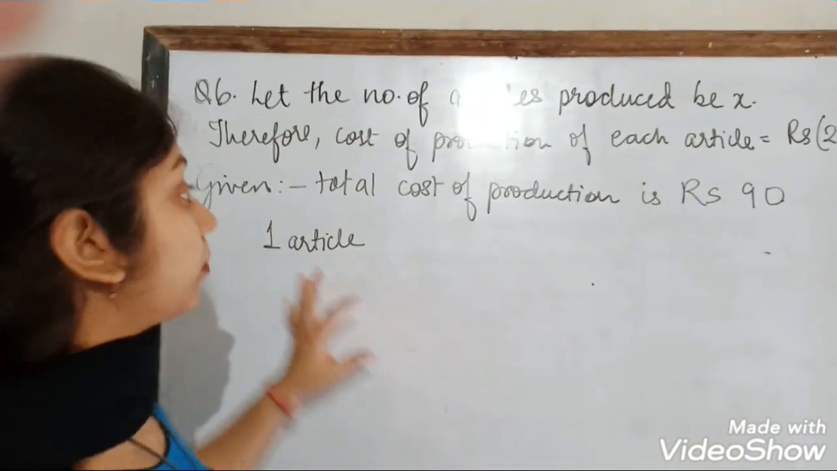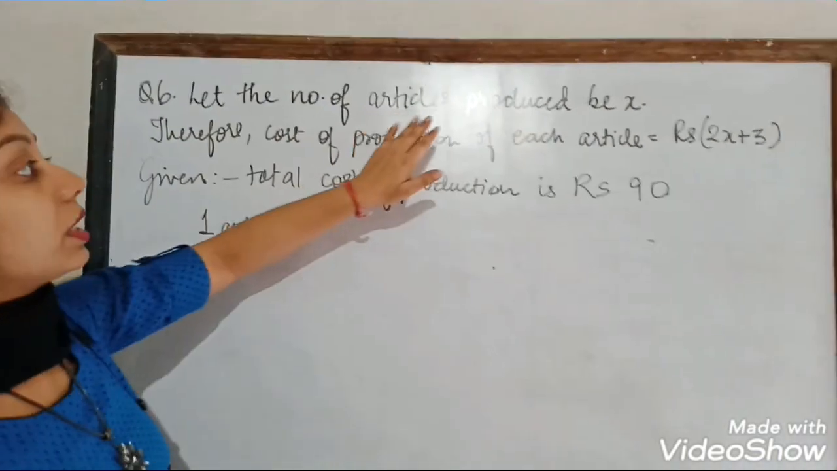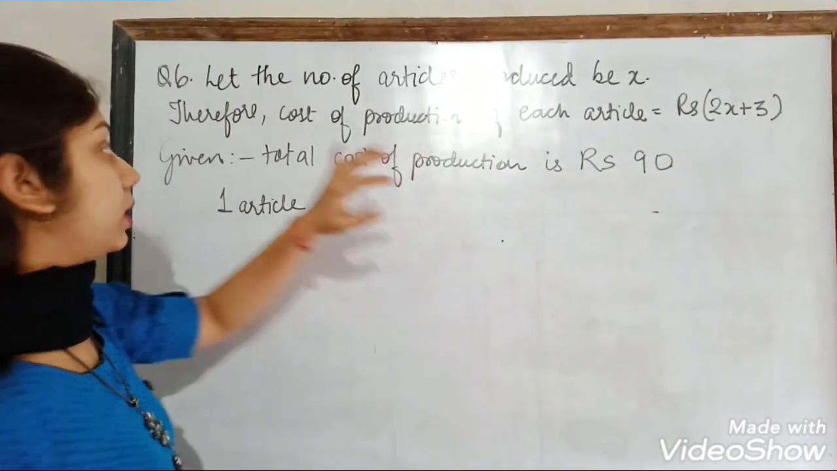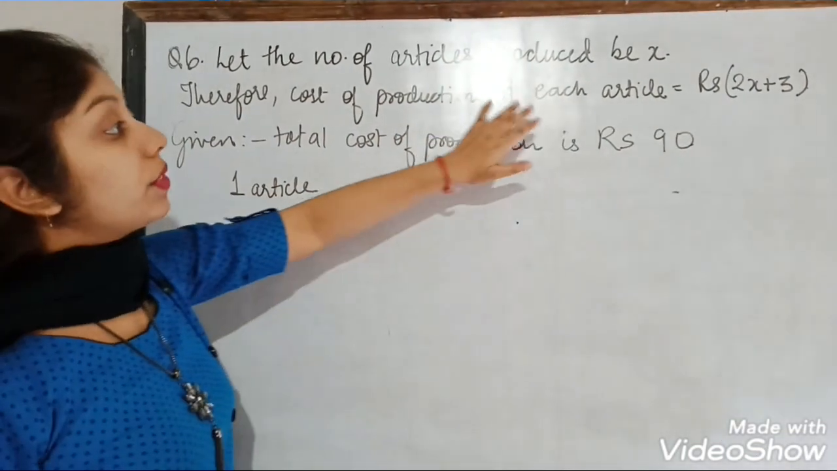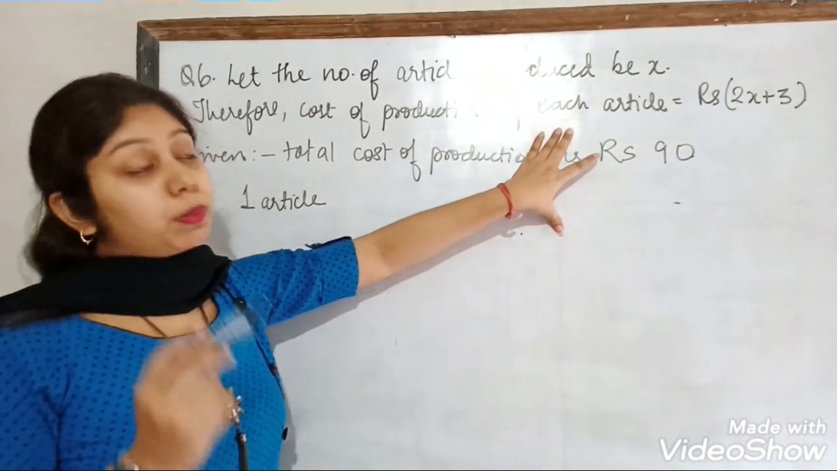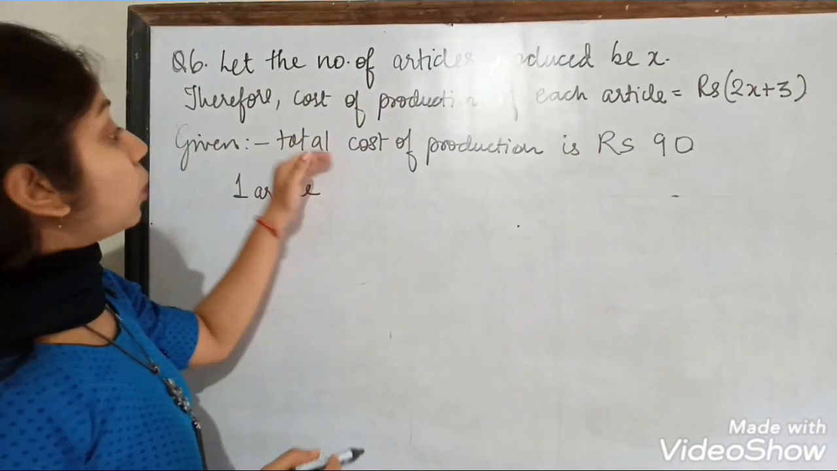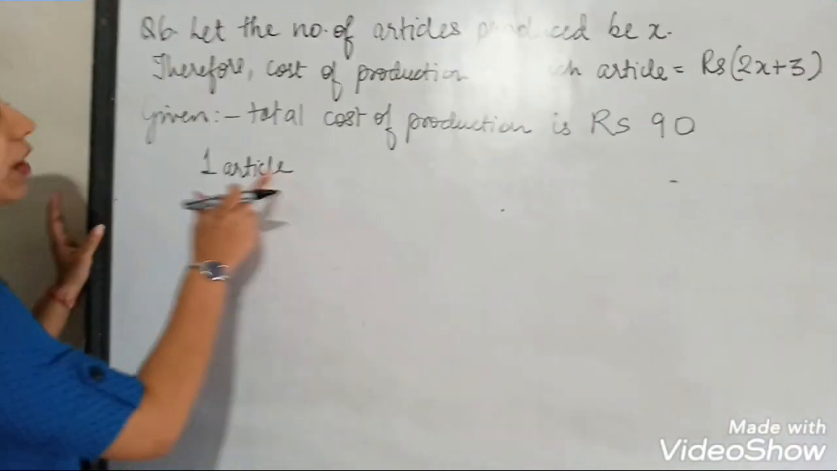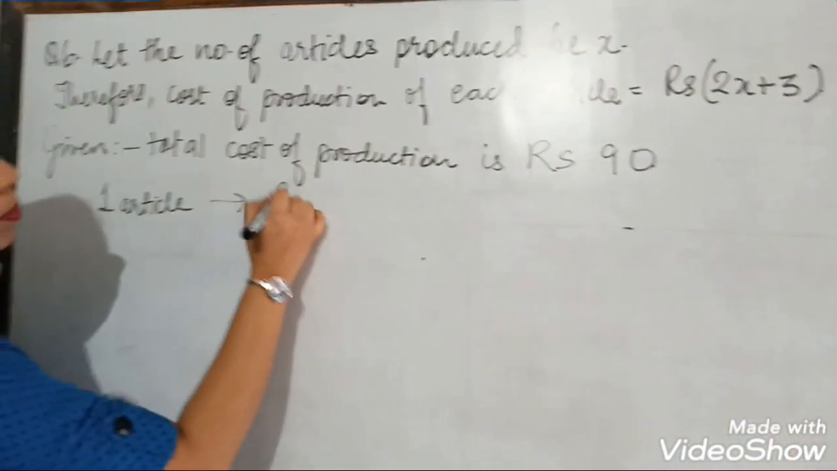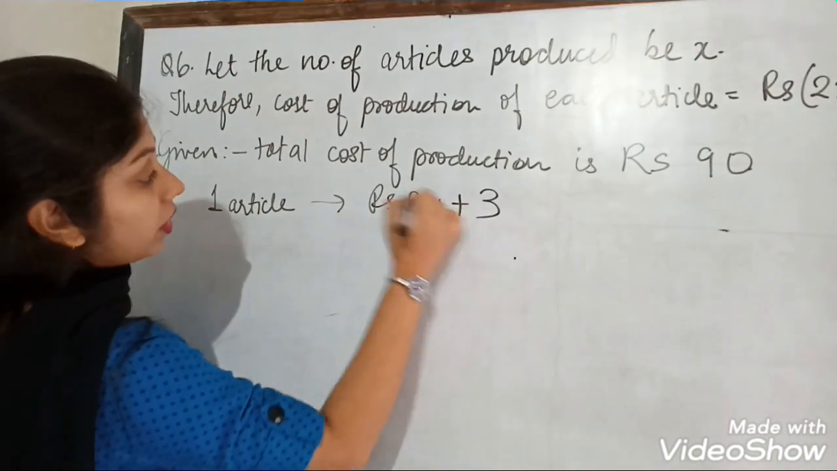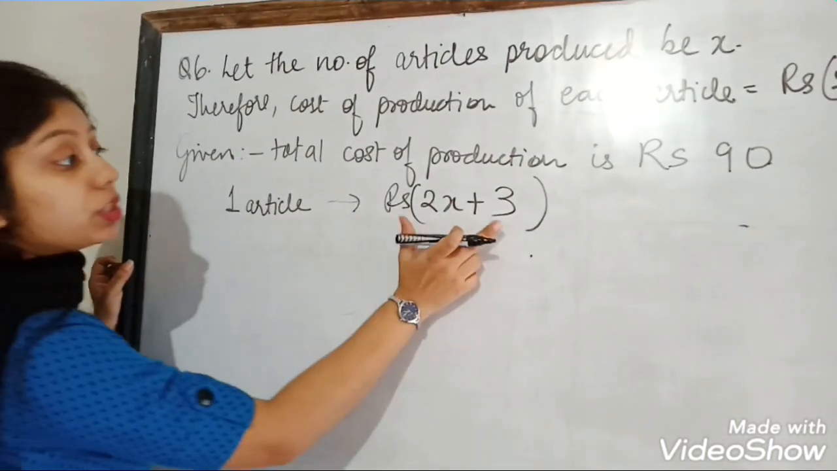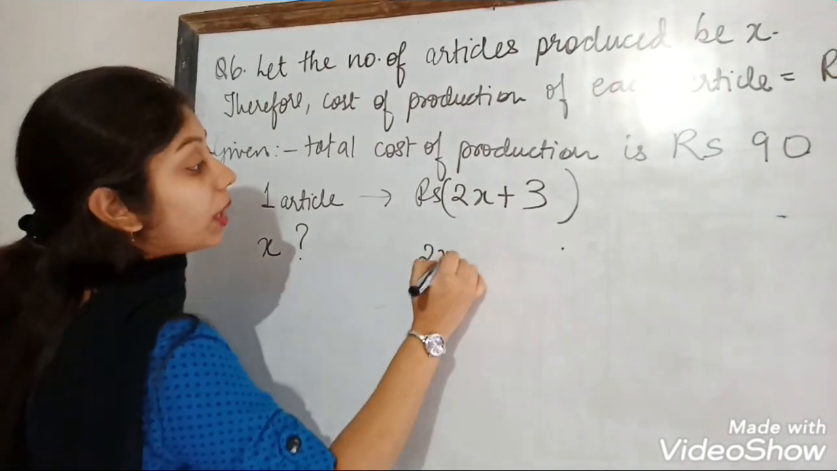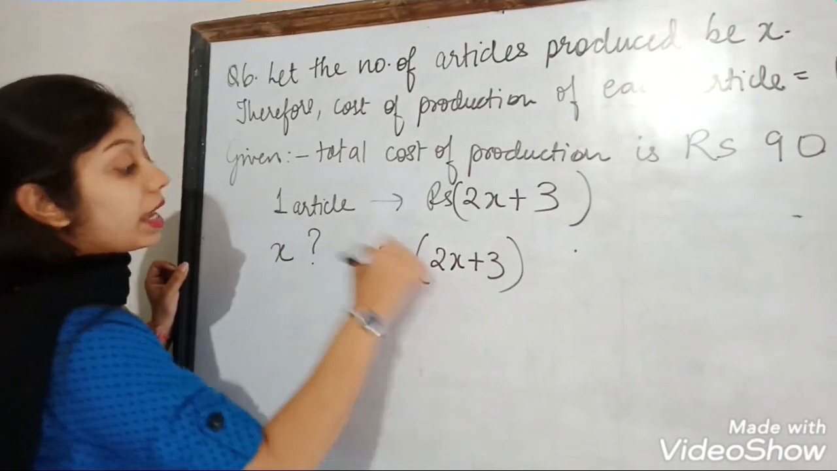Now let us read the statements. I have written over here, let the number of articles produced be x, as in the question the exact number of articles produced is not given. Therefore, cost of production of each article will be rupees 2x plus 3. And it is given the total cost of production is rupees 90. Now understand this, children, very carefully. If the cost of one article is rupees 2x plus 3, what will be the cost of x articles? It will be 2x plus 3 multiplied by x, isn't it?